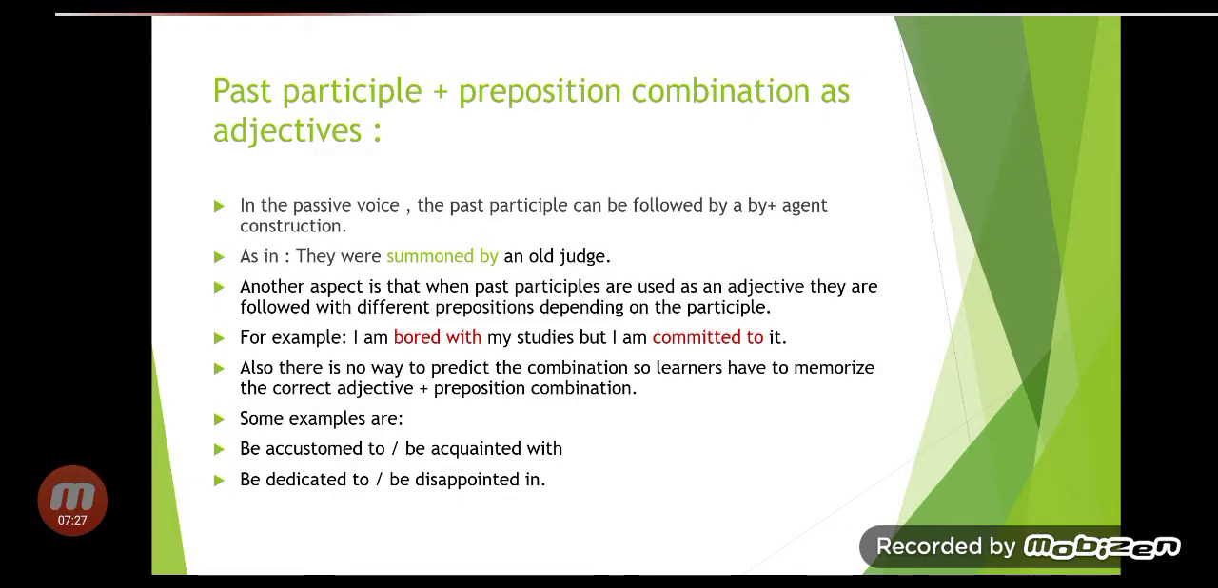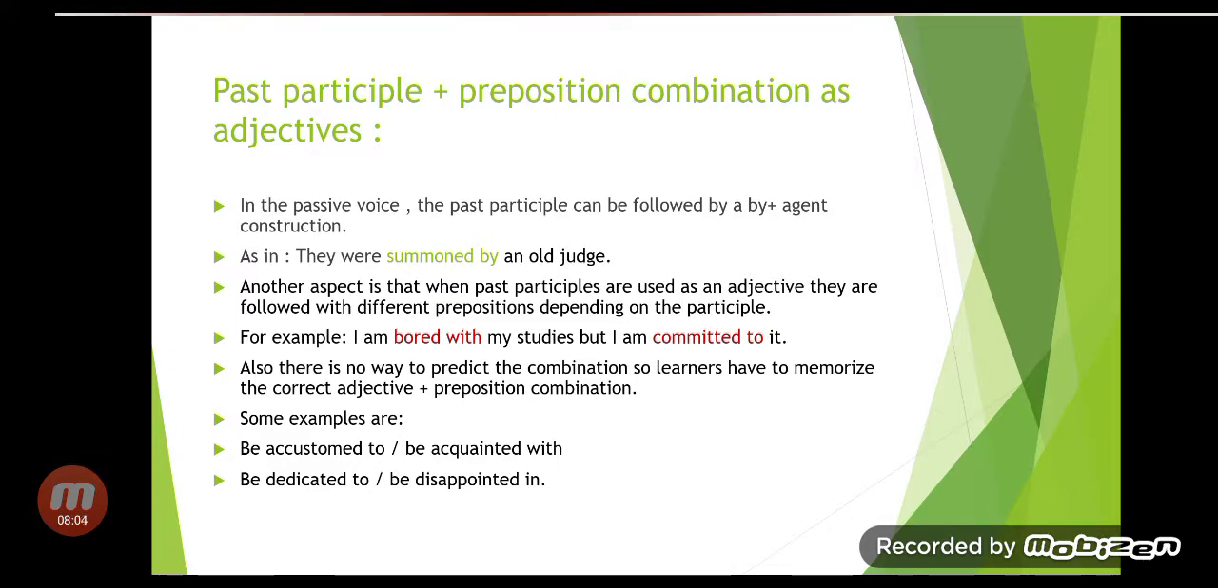Another aspect is that when past participles are used as an adjective, they are followed with different prepositions depending on the participle. So whenever we are working with actives and passives, we will definitely come across adjectives as well. An adjective sometimes comes with different prepositions after it. So what are those? How to use them? This is a very important aspect. For example, I am bored with my studies, but I am committed to it.